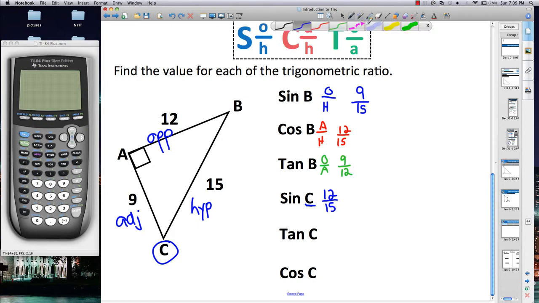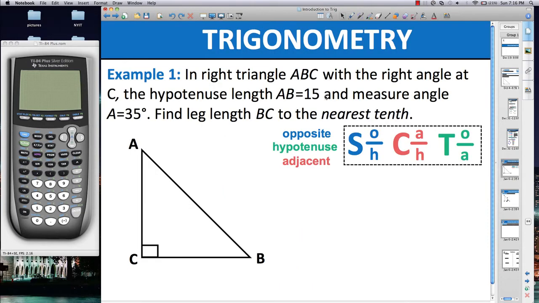Tangent would be opposite over adjacent, so 12 over 9. And cosine would be adjacent over hypotenuse, so 9 over 15. So now we're going to look at a few examples where we need to use our trig ratios to either solve for the length of a side or the measure of an angle.